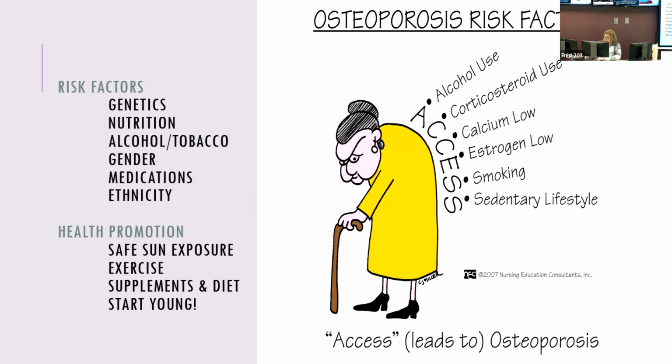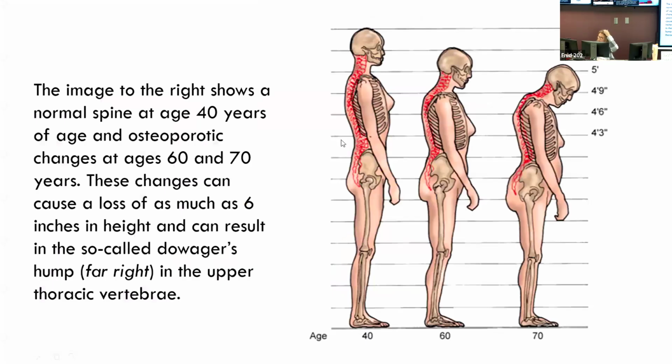Let's see. Okay, so this shows your spine as you age. See this person starting out, they're 5'6", and then they start to hunch a little bit at 60 and they're 5'3". And then in their 70s, they start hunching even more and they're 5 feet. So when they say you do shrink as you get older, it's true. It shows a normal spine of a 40-year-old with osteoporotic changes at ages 60 and 70 years.